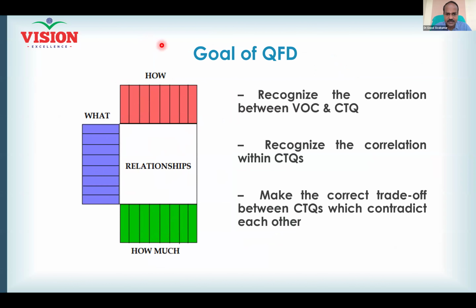Here, what is missing? What is this? This is known as the roof. What do we write here in the roof? Correlation. Technical correlation. Correlation between what? Yeah, correlation within the CTQs, within the specifications. How one specification is affecting another specification. If one is affecting and if the relationship is positive, that is a good scenario. If it is negative, then you have to make a trade-off.